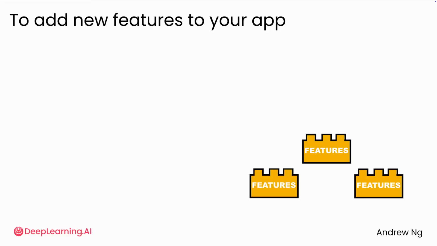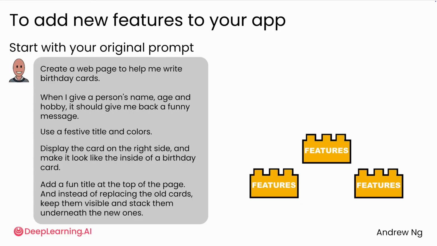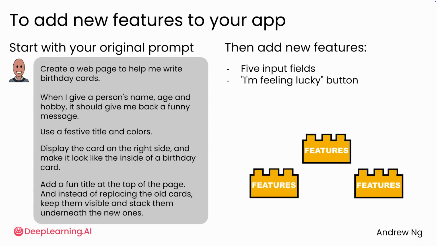I previously built an app using a prompt like this, either in one go or by going back and forth a few times. What I'd like to do now is add a few new features and modify some existing ones. For example, instead of having 3 input fields like we have so far, name, age, and hobby, maybe you want to gather 5 pieces of information. So 5 input fields that users can fill in so you can create more personalized messages. Or maybe you want an I'm feeling lucky button that automatically fills out all the fields for you so you don't have to type everything in each time you use the app.